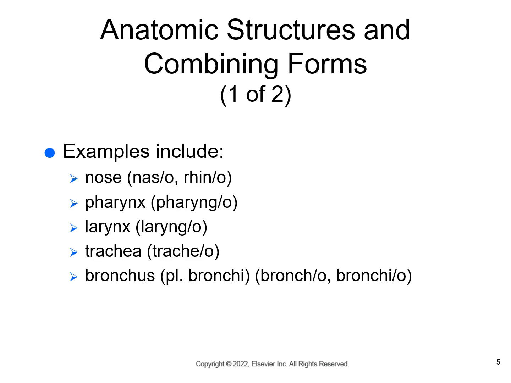So let's look at some of the combining forms for the structures that we just learned about. The nose is naso, as you might expect, but also rhino. The pharynx is pharyngo. The larynx is laryngo. The trachea is tracheo. And the bronchus, which the plural of which is bronchi, would either be broncho or bronchio.